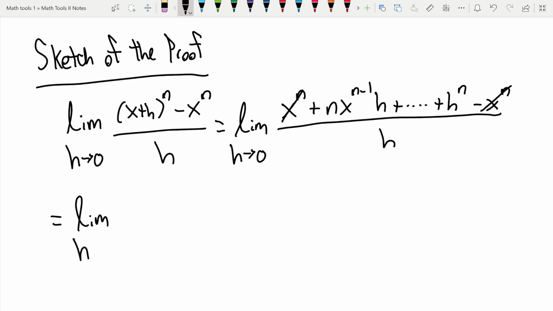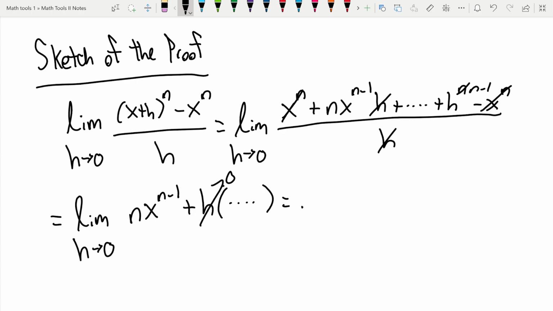So what's going to happen is that when we cancel those h's out, we're going to be left with n x to the n minus 1 plus h times a bunch of stuff. And when we let h go to 0, all that stuff is going to be 0. So we have n times x to the n minus 1.